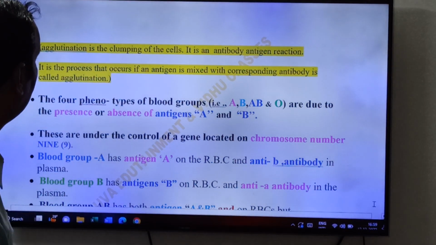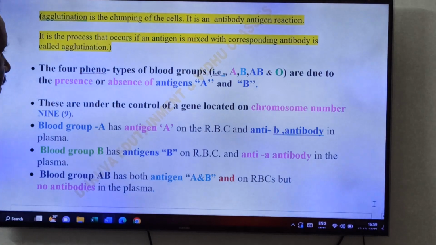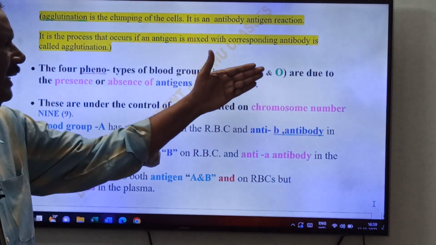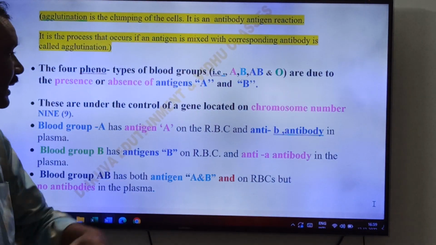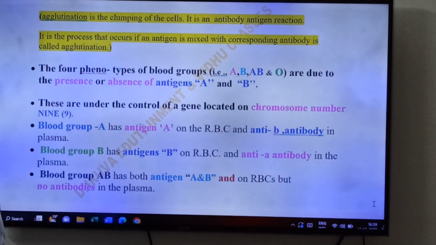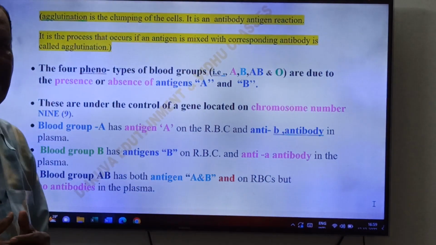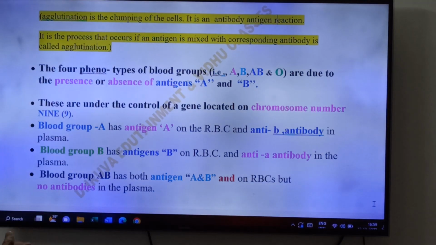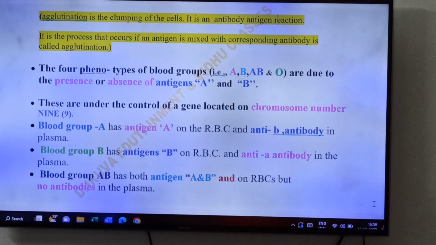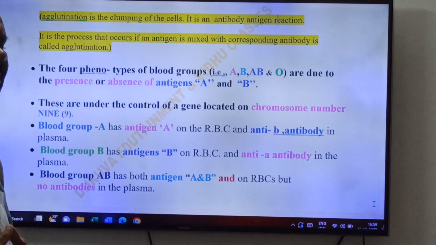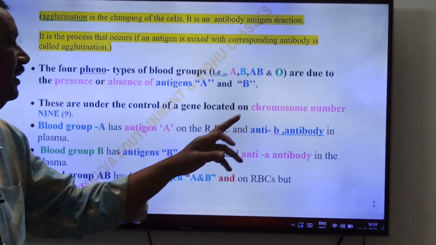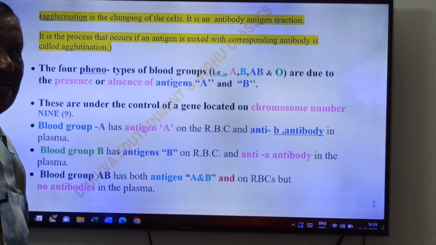Now see friends, what are the 4 phenotypes of the blood groups? You know, friends: A, B, AB and O. These are due to the presence or absence of 2 antigens. What are they? Antigen A and antigen B. Now, very, very important, friends, these antigens are under the control of a gene located on chromosome number 9, friends.